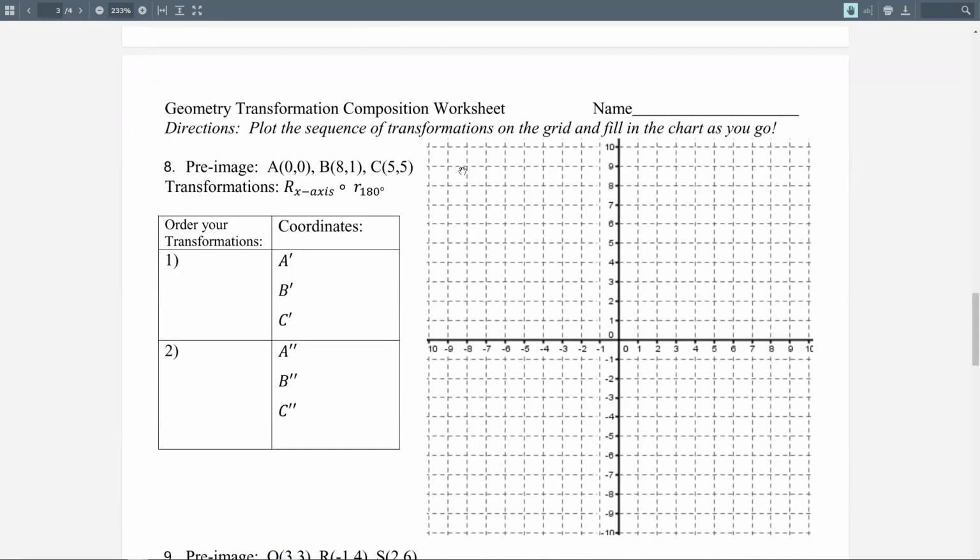All right, number 8 here. Let's graph the original. So 0, 0, there's A. 8, 1 is B. And 5, 5 is C.